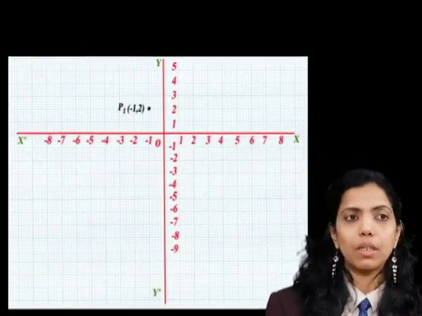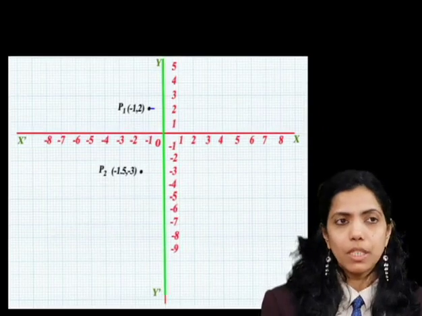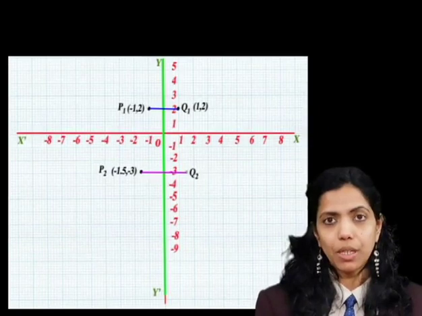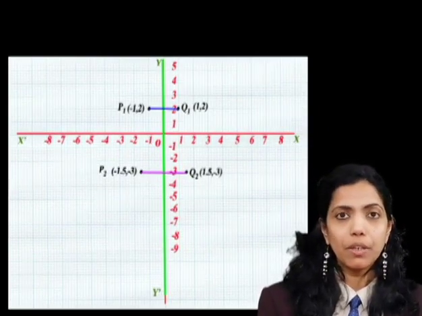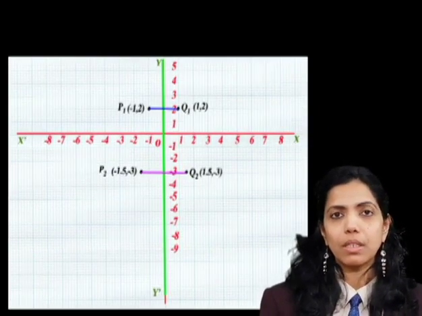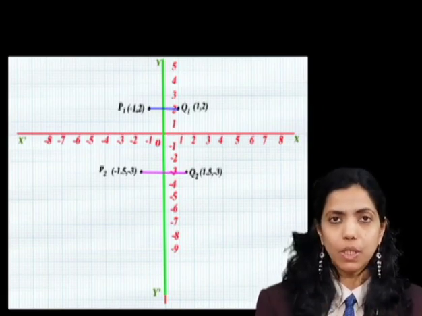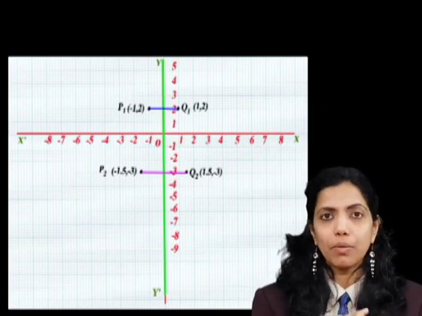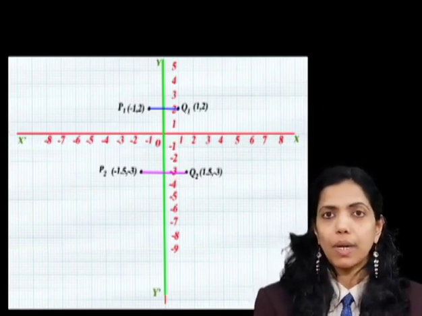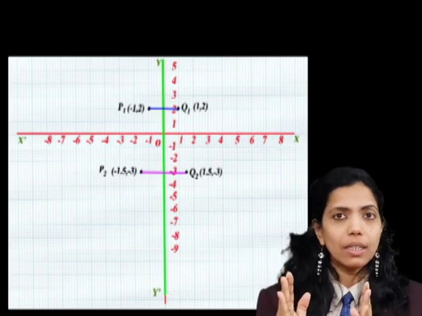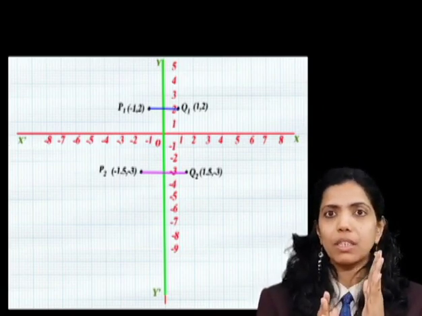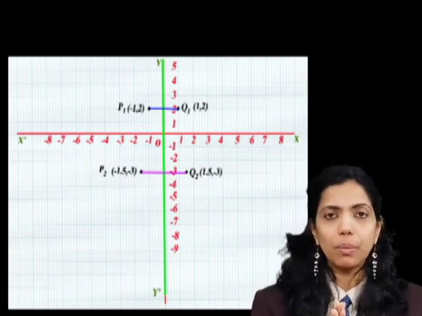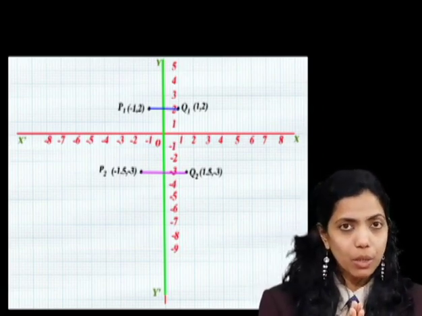One example for that. Take the points P1 (minus 1, 2) and P2 (minus 3 by 2, minus 3), and we are going to find the mirror image of the points about the y-axis. So we are keeping the y-axis as the mirror line. So what will happen for the coordinates? In the case of the y-axis, the y coordinate we have to keep as itself, but change the sign of the abscissa, the x coordinate.